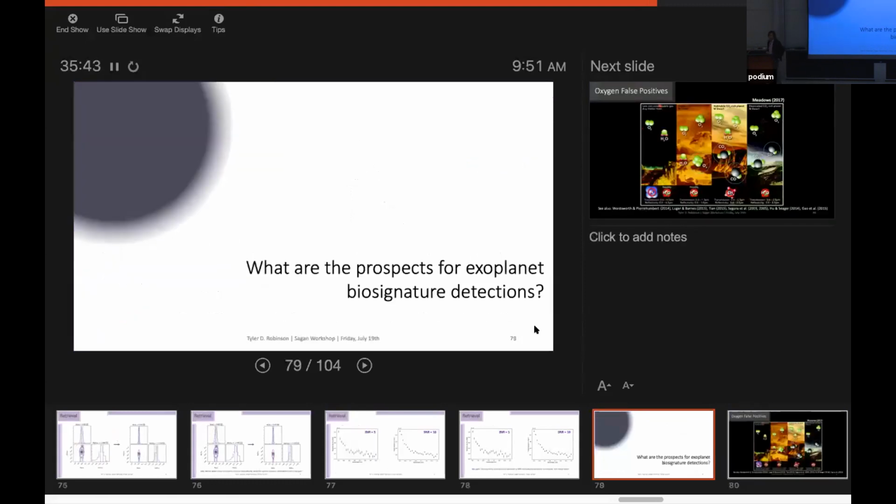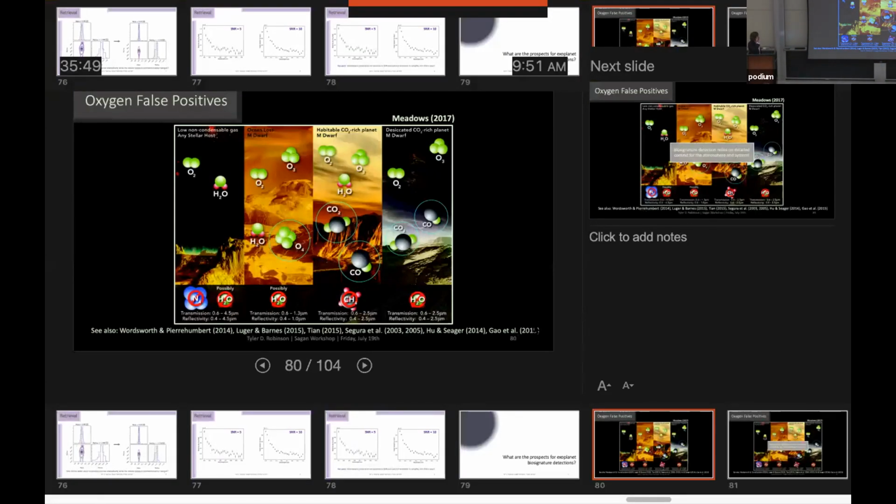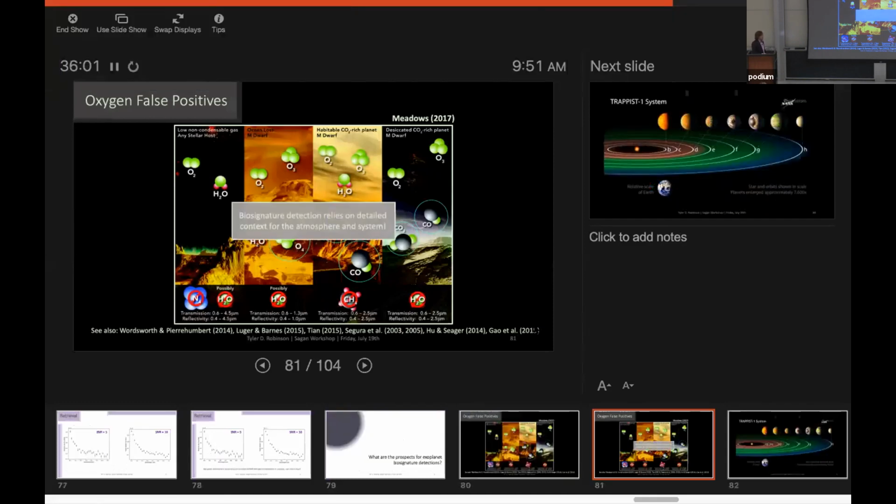Okay, and then wrapping up, I want to talk about some future prospects for detecting exoplanet biosignatures. A plot that we have seen already from Vicki Meadows' review in 2017 discussing oxygen false positives. I know you all have kind of discussed this maybe to death, but the take-home message hopefully that you got from those discussions is that claiming a biosignature detection really is heavily reliant on context.